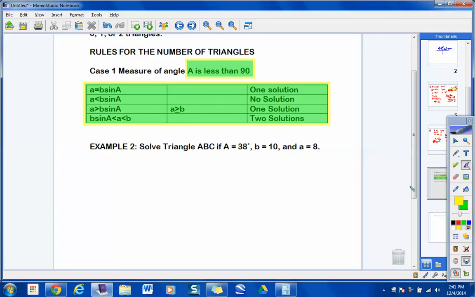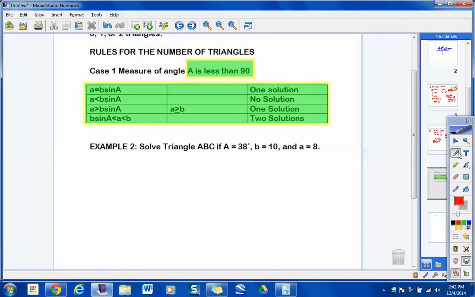First things first, do we have an angle and its side? What's the angle? A, which is 38 degrees. And what's the side that goes with it? The 8, right? Okay, so we have an angle and its side. Do we have something else? Yep. So you can use the law of sines. Now, the question becomes this: how many triangles can I form?